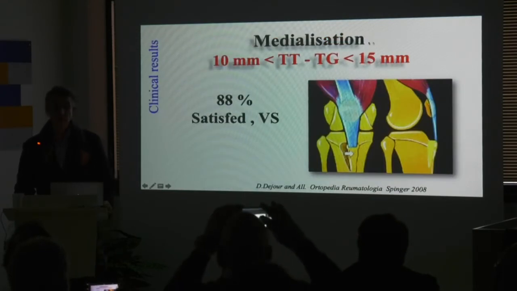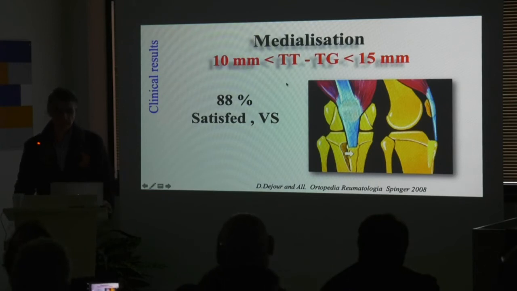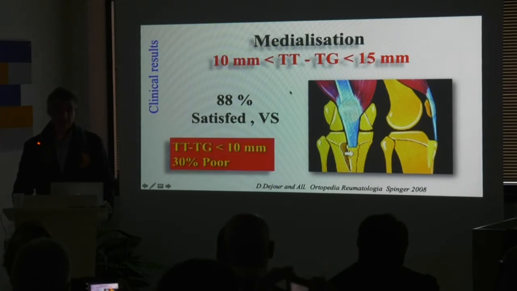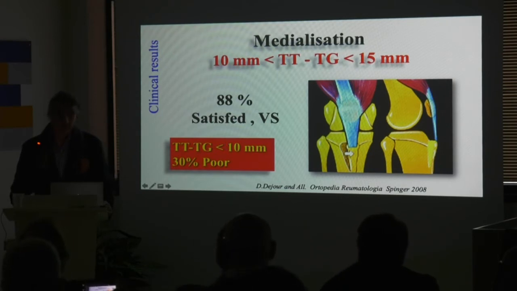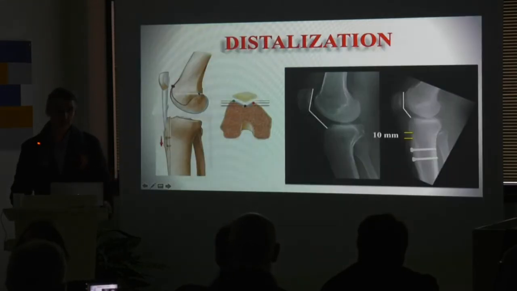So remember that this is a very old study we did. When the TTTG was between 10 and 15 on the CT, 88% of patients were satisfied. But when we had an overcorrection, more than 10, 30% had poor results. So the hypercorrection is really, really bad. So be careful about that.